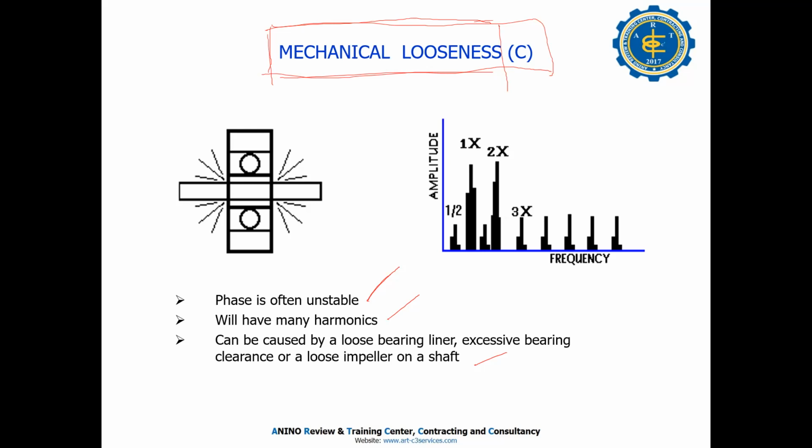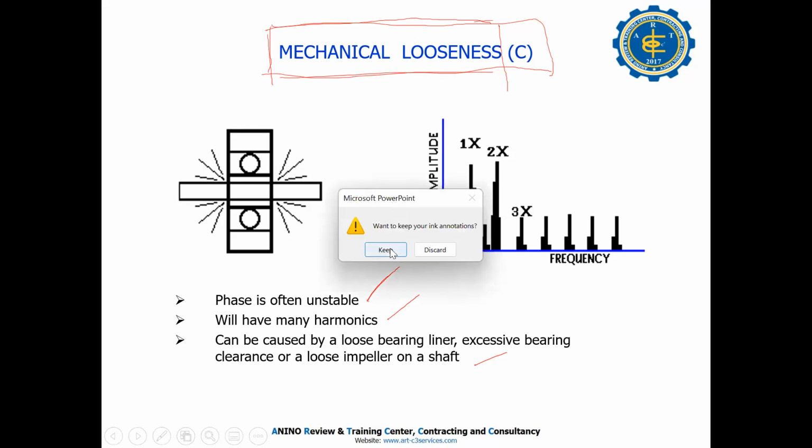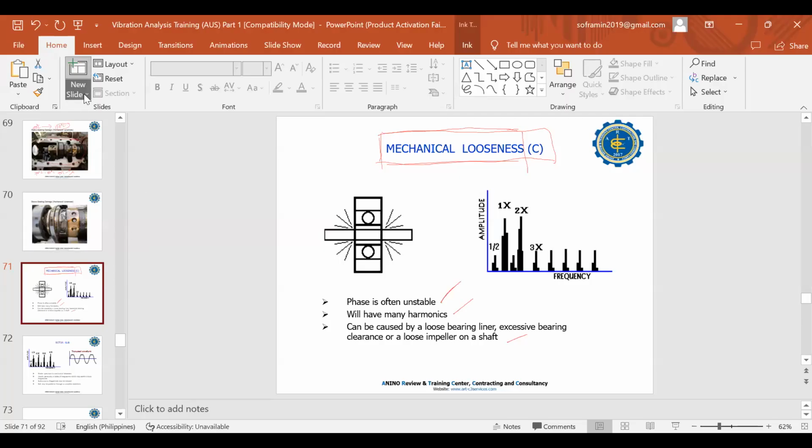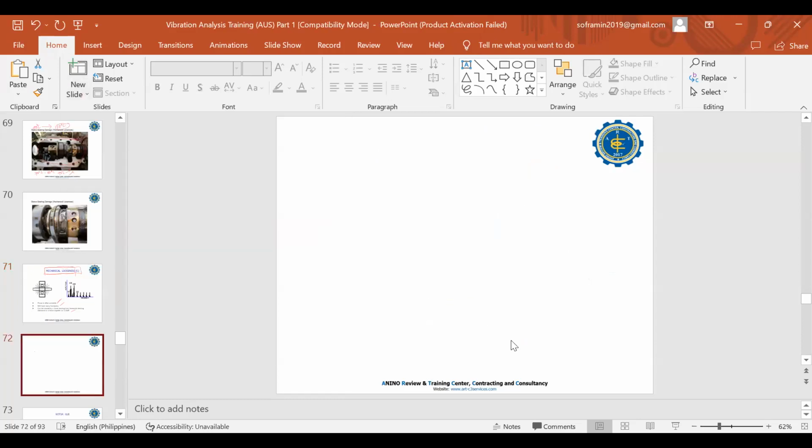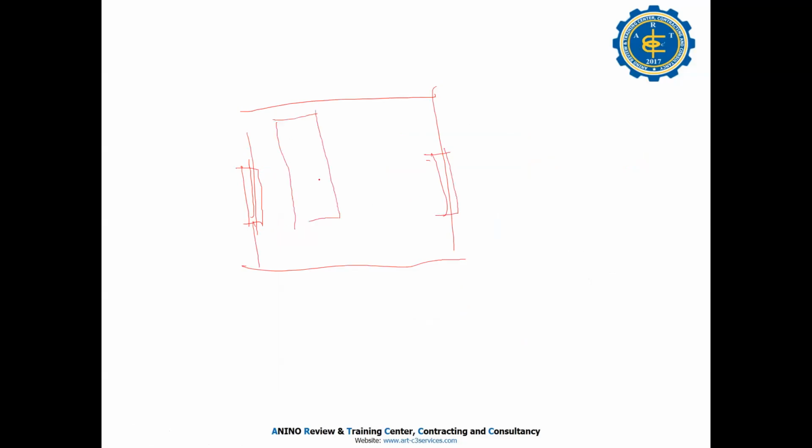I will draw. Okay, a simple gearbox, right? Bearing here, bearing here only. This is the gear reducer, right? Maybe three gears inside. This is the shaft.